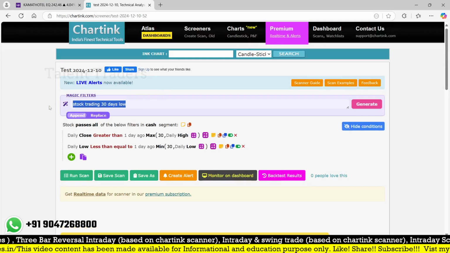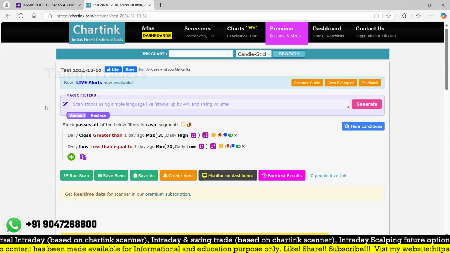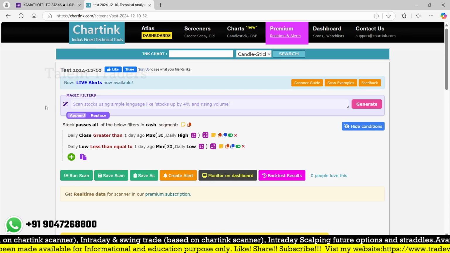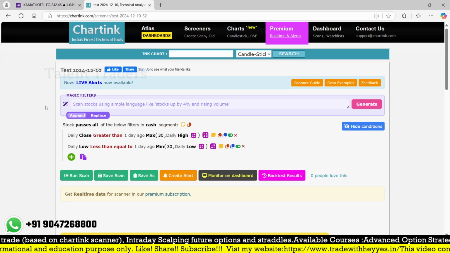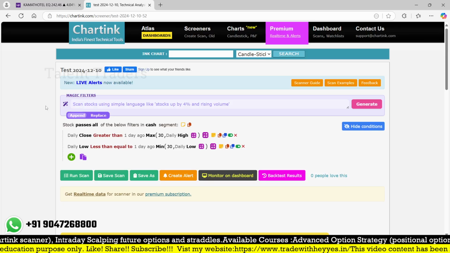So like this, you can also create whatever scanners you are planning by using this magic filter, and it will help you find some good opportunities for your scanner creations.